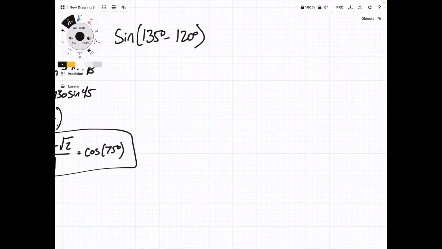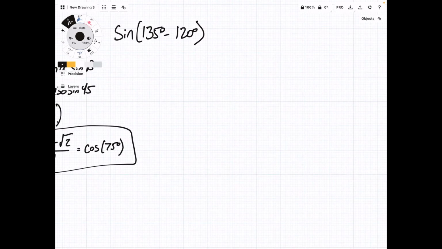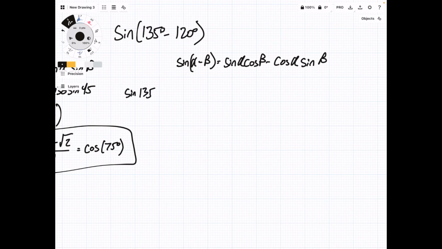All right, and then for the final one, we have a difference of angles. So we're going to write out our difference formula for sine. Sine of alpha minus beta equals the sine of alpha times the cosine of beta minus cosine alpha sine of beta. Then we're going to get the sine of 135, which is going to be square root of 2 over 2. The cosine of 135 is going to be negative square root of 2 over 2.